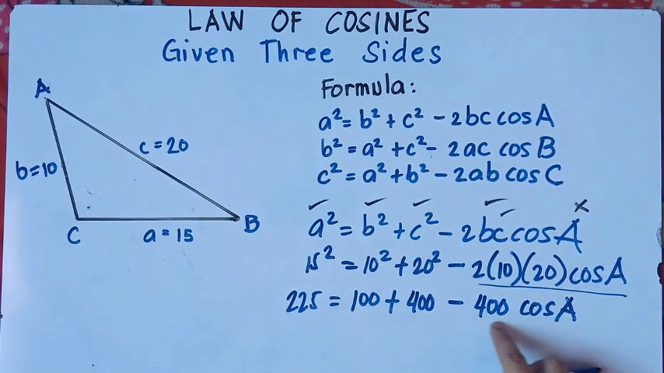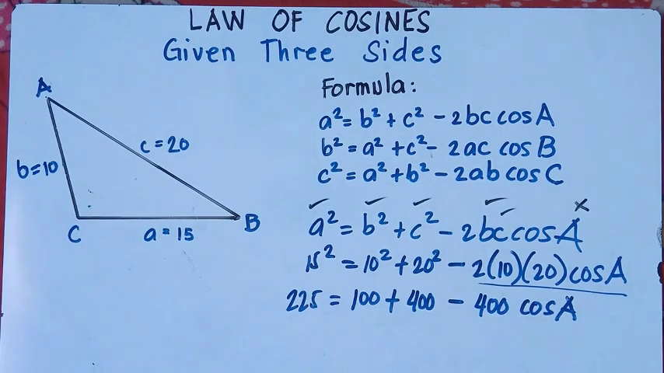Right? Negative 400 cosine A. So you combine like terms. We cannot combine this one. Do not forget about it. We cannot combine this 100. We can combine this 100 and 400. But we cannot combine the answer for this one with this one because 400 has a variable. 400 cosine A. Variable of cosine A.